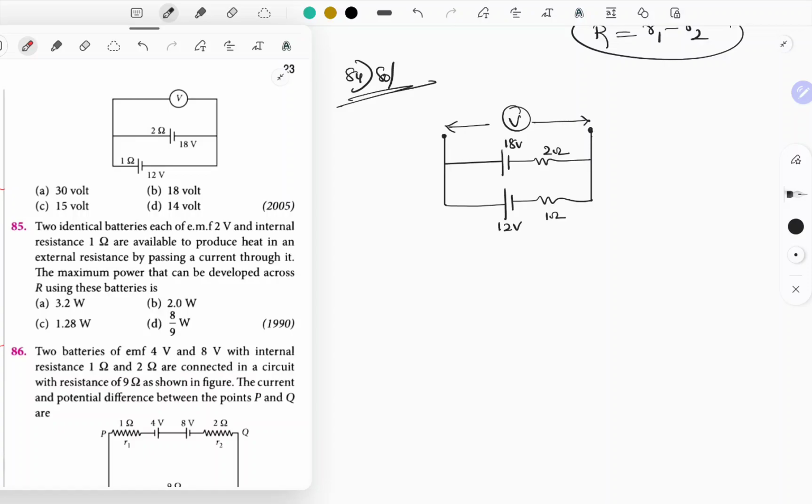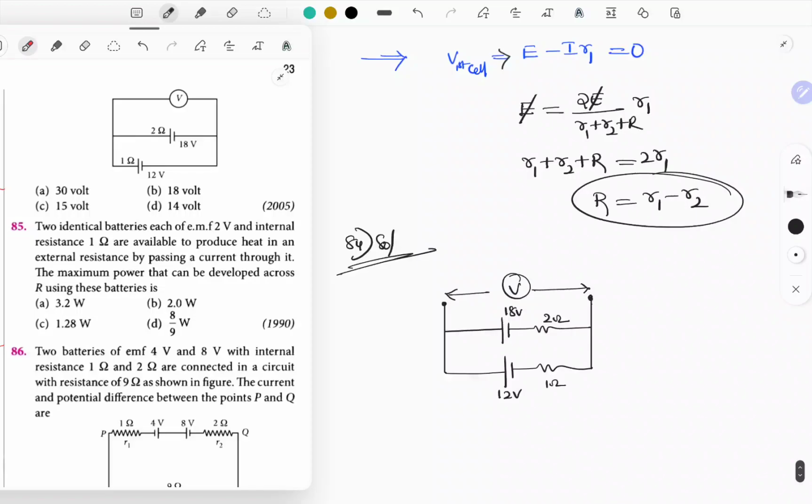They are asking what's the voltmeter reading. Earlier I told you about the voltmeter. What is the internal resistance of a voltmeter? It's always infinity. Ideal voltmeter internal resistance is infinity. They didn't give any internal resistance of the voltmeter, that means it is an ideal voltmeter, so its internal resistance is infinity. Will any current flow through that voltmeter? No, right? So that is the reason I just removed the voltmeter from the circuit.